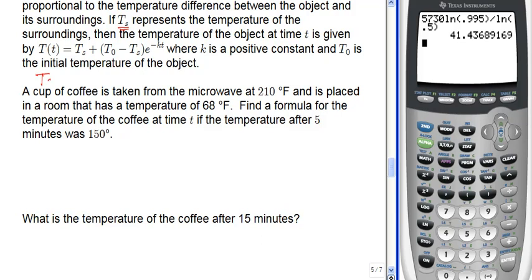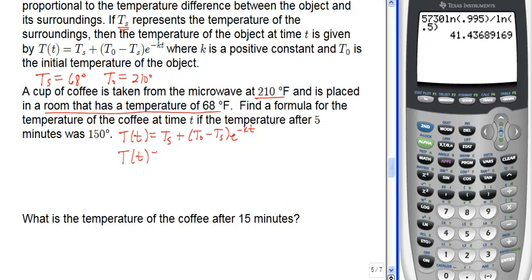Do we know the temperature of the surrounding air? Well, that's the temperature of the room, and that was 68 degrees. Do we know the initial temperature of the coffee? Yes, that's what it was when it came right out of the microwave, 210 degrees. So according to this model, our temperature at any time t is going to be the temperature of the surrounding air plus the initial temperature minus the temperature of the surrounding air times e to the negative kt.